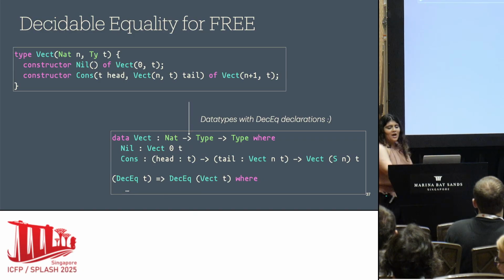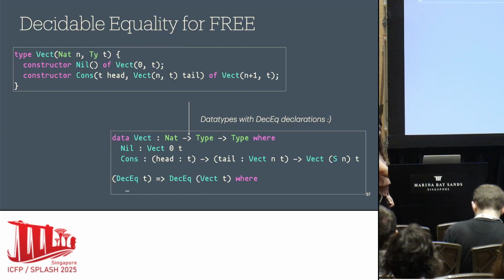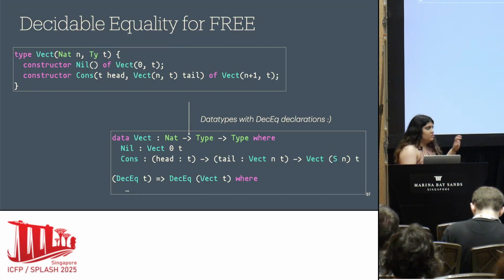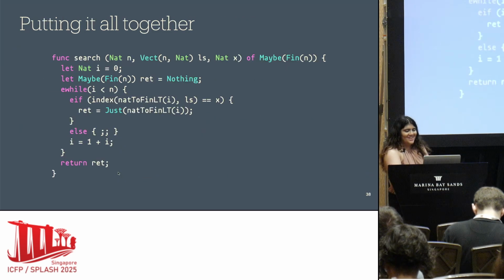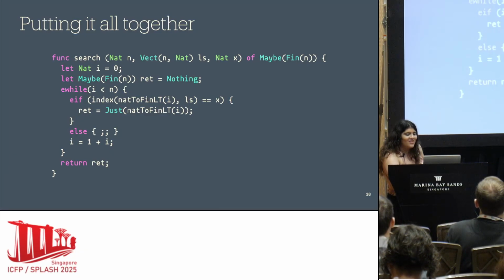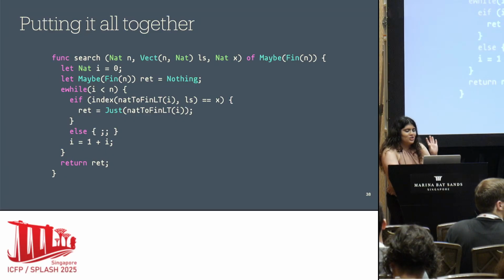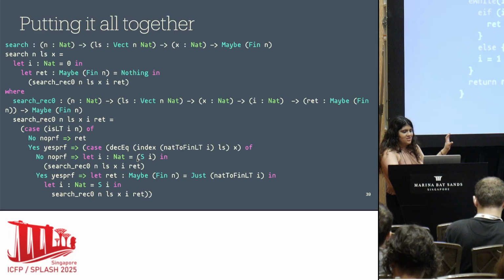And so we came up with an algorithm to declare that decidable equality for free. And so for every type that you write, it's going to convert it with the decidable equality judgment. Okay, and so putting it all together, this is a program. Stare at it for 5 seconds. Maybe it's a search through a vector, and it does all the things that we put together, and this is what it goes to in Idris.